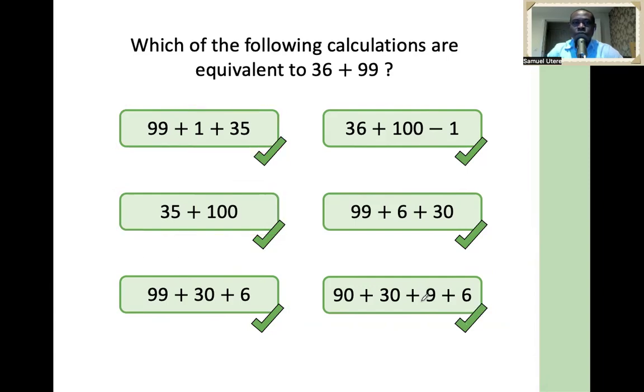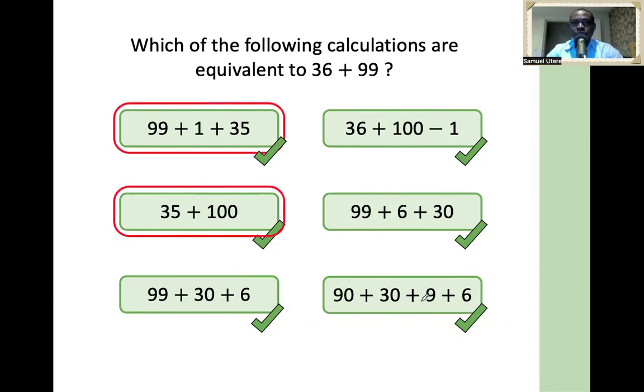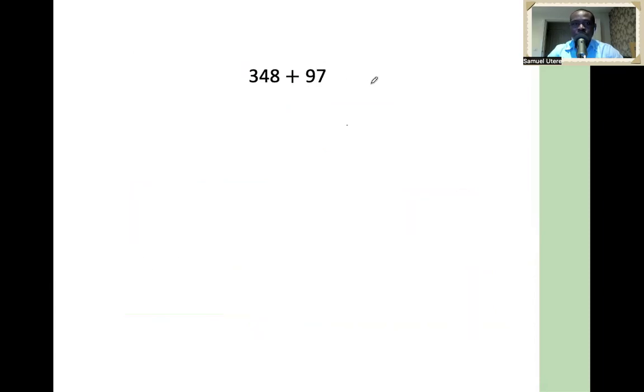But which one would you rather use if you were to do this mentally? I would choose that one. That one is a lot quicker to do. I'll take 1 of that, add it to that. Okay, that's 100, 35 is left, so it's 135.